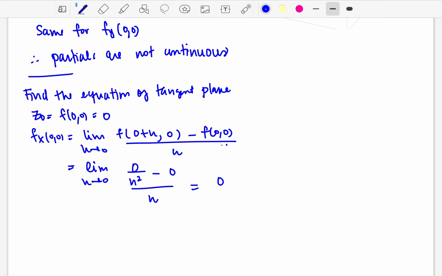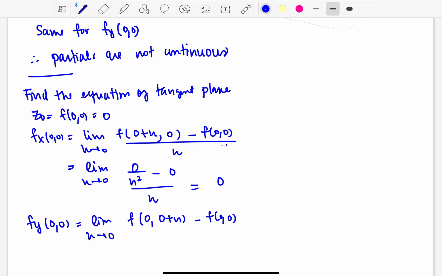You do the same thing, but in the direction of y, and you get the limit as h goes to 0. But now I'm moving in the direction of y, so I have to fix x. So this is f of 0, 0 plus h, minus f of 0, 0, divided by h. And again, you get that this is 0.